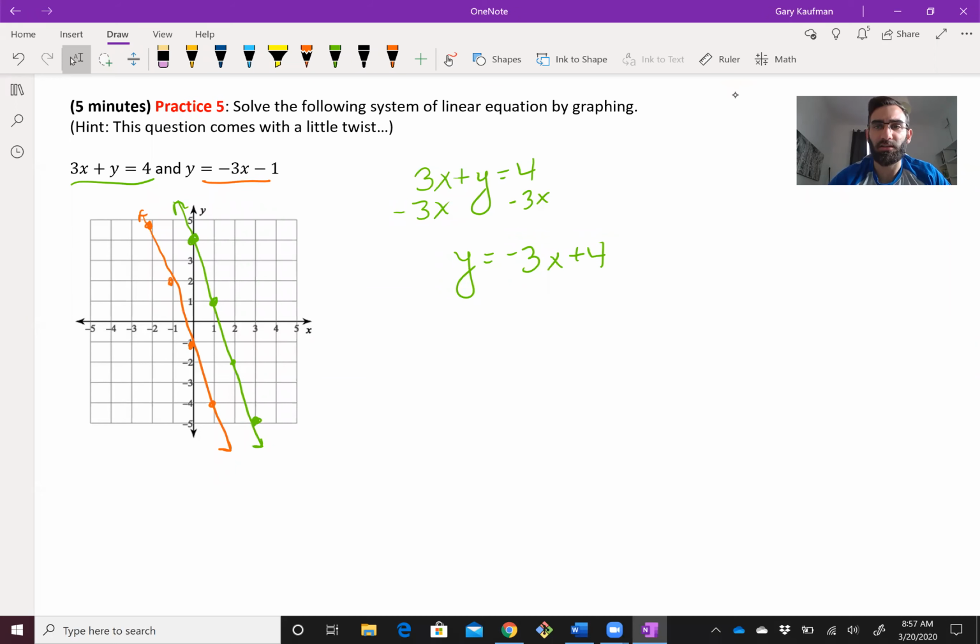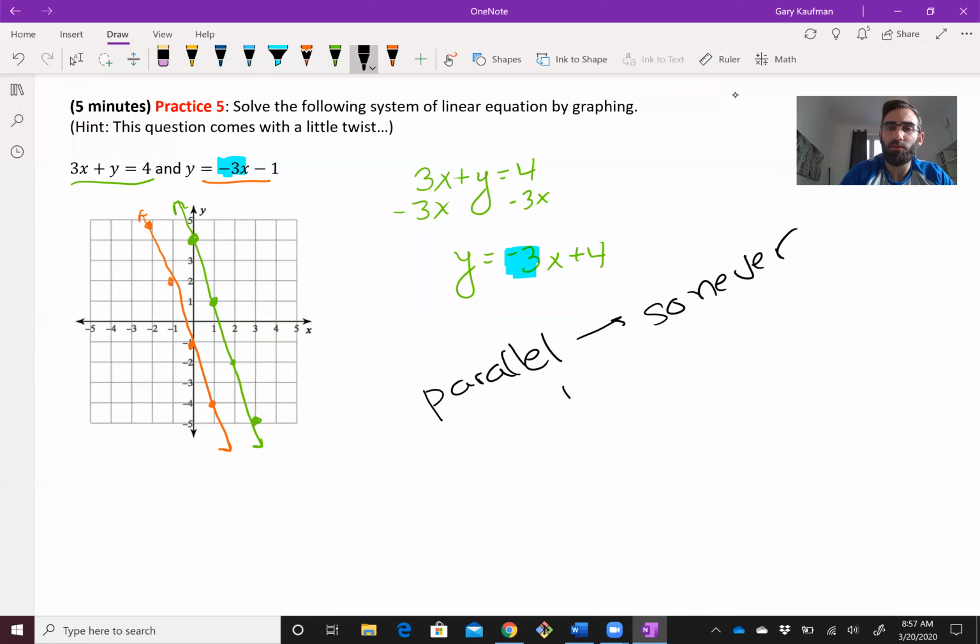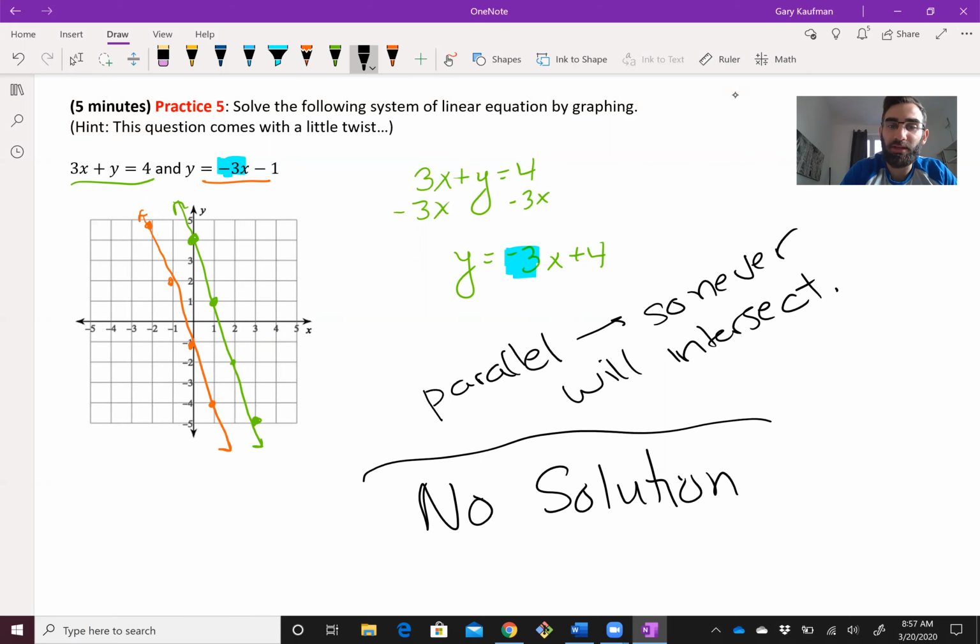Well, they didn't intersect. I guess that actually makes a little sense because when I rewrote it in slope-intercept form, that slope is -3. That slope is -3. And they have different y-intercepts. So they're parallel. So they never will intersect. So what's the solution to the system? No solution. They will never intersect. They will never have an ordered pair that will satisfy both.